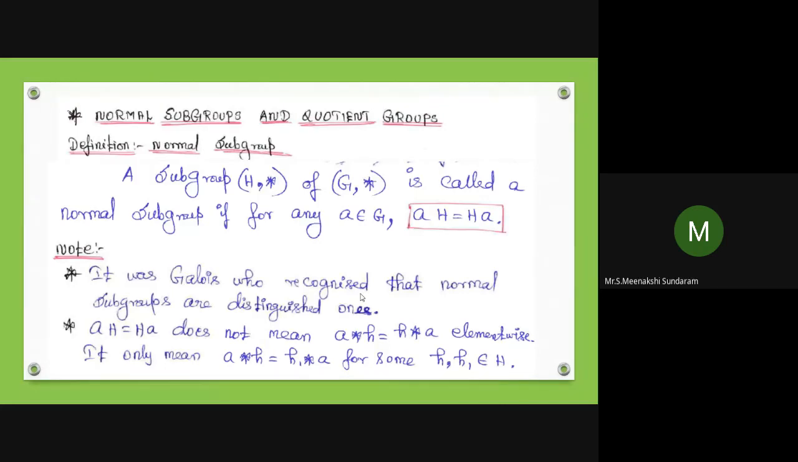Note, it was Galois who recognized that normal subgroups are distinguished ones in Galois theory. So aH equal to Ha does not mean a star h is equal to h star a for every element. Not each and every element should be the same. It only means a star h is equal to h1 star a for some h, h1 belonging to H. Some other element may be the same. So a is taken from the set G and h is taken from the set H. Once you multiply, these 2 values are the same. Some a value multiplied with 2 different values of H can give the same answer. That is also acceptable for aH equal to Ha. For example, take 1, minus 1, i, minus i, and choose a as i. So i into 1 gives i, and i into i cubed also gives the same value.